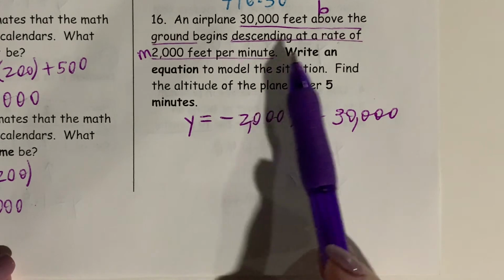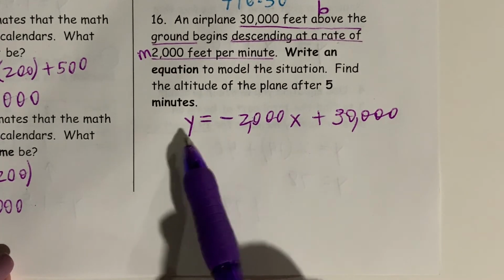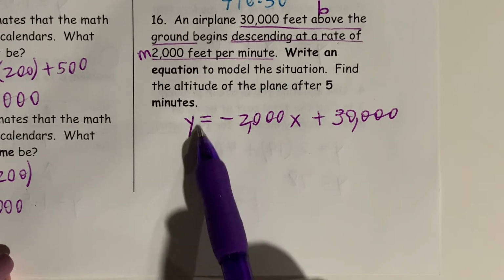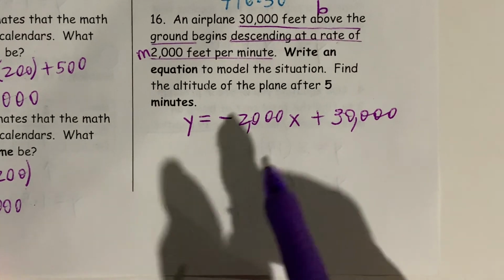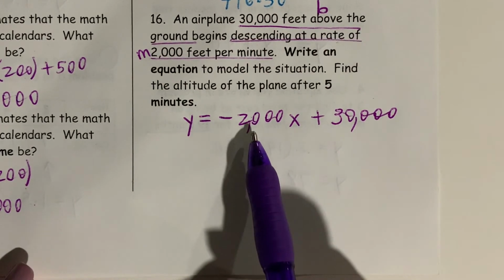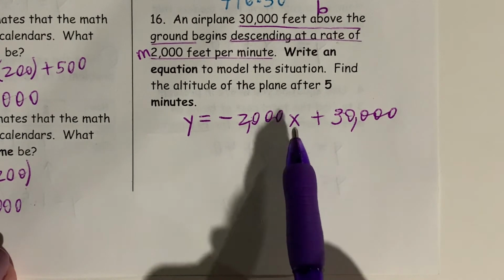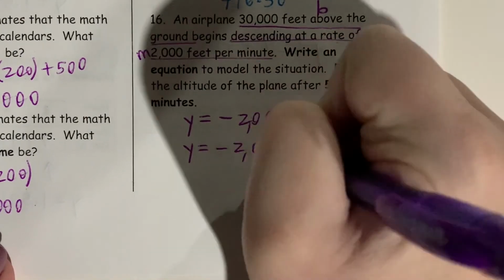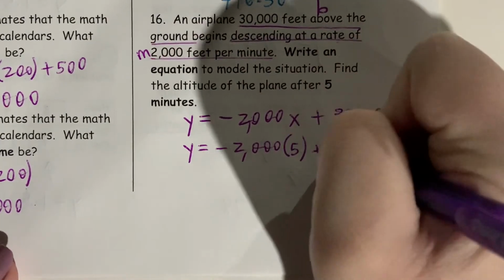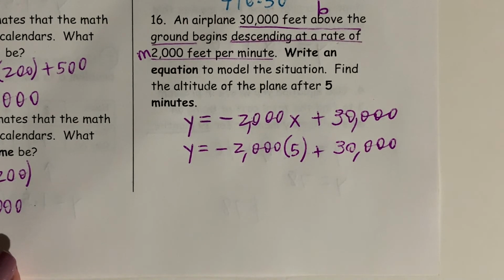So we did the first step, we wrote an equation. Now the second step wants us to find the altitude. Remember, our total altitude is represented as y, after 5 minutes. So this equation was showing us that we descend 2,000 feet per minute. And now we know there are 5 minutes, so we need to plug 5 in for x. So we'll have y equals negative 2,000 times 5 plus our 30,000. And this will give us our total altitude.